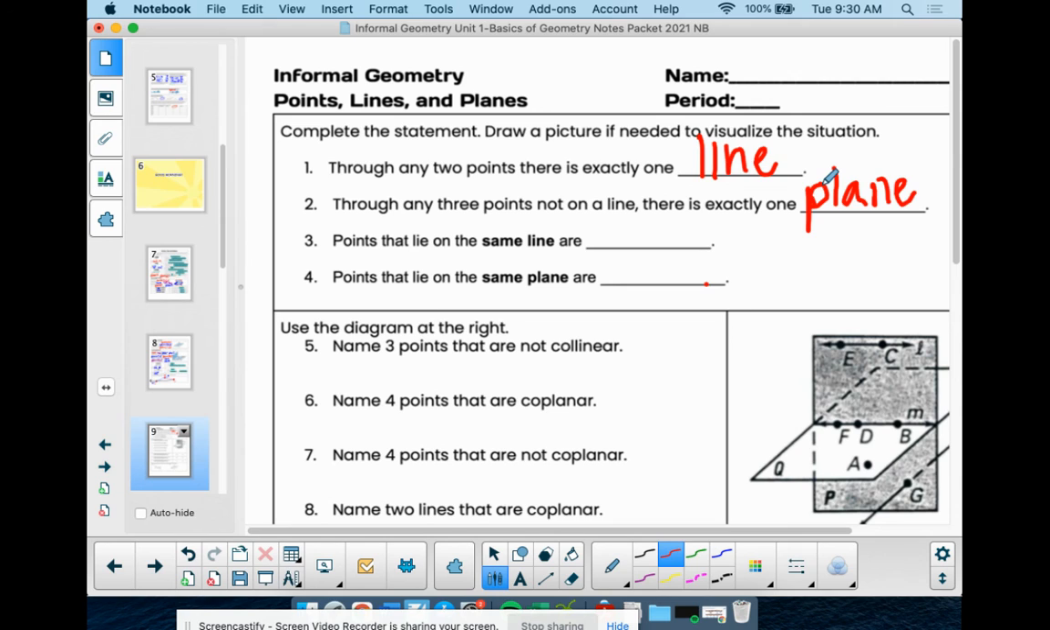What do we call it when points are on the same line? What is that called? Points on the same line. Yes, collinear. Perfect. And what do we call it when points are on the same plane? What do you think? I know you know it. Skylar. Coplanar. Yes, coplanar.